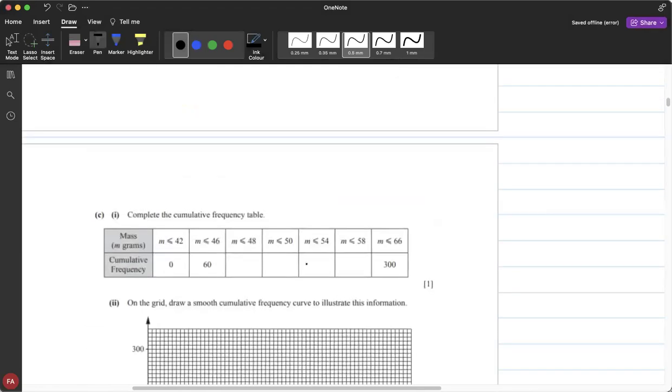If you check out the next part over here, it says cumulative frequency table. The word cumulative means that we are trying to add up. The word cumulative means sum of. So when I say cumulative frequency table, what does that mean? Sum of frequency table. That's how it works.